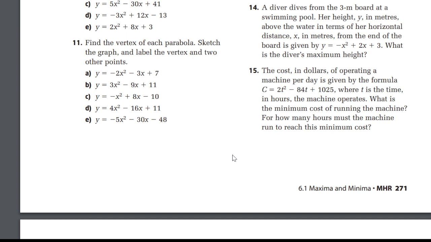So if we're thinking about the minimum value of a quadratic, then what we're looking at is the vertex. So what we need to do here is find the vertex. How do we do that? We need to complete the square.